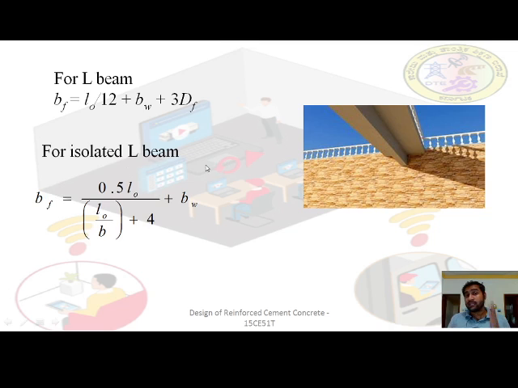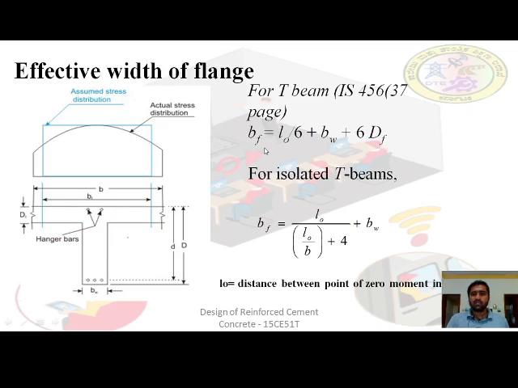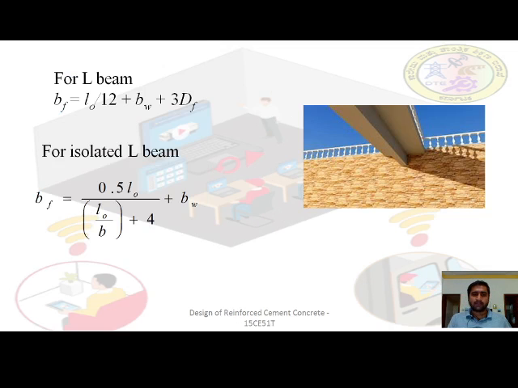To calculate the effective width of the isolated L-beam, it is 0.5 times L0 divided by L0 by B plus 4 times plus the BW. All these equations to calculate the effective width of the T-beams are given in IS 456. You can go to page number 37, and you will get these formulas. So we'll go to the next slide.